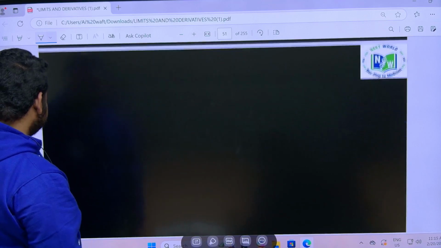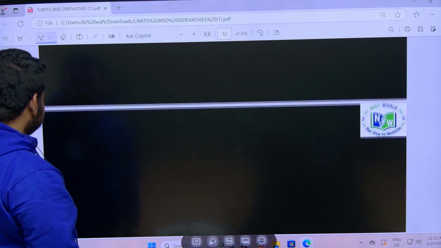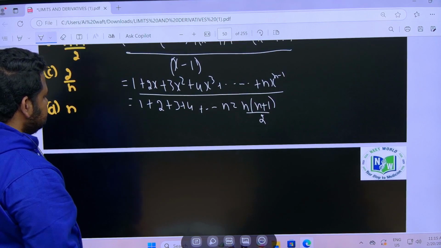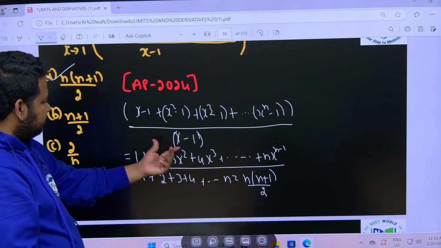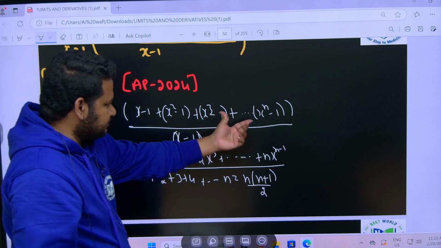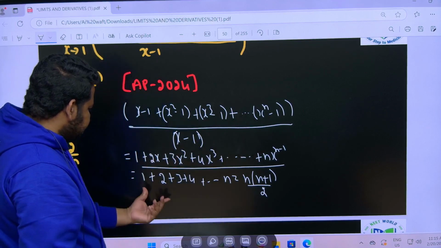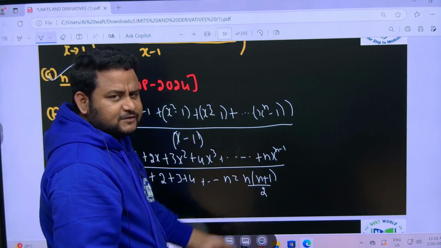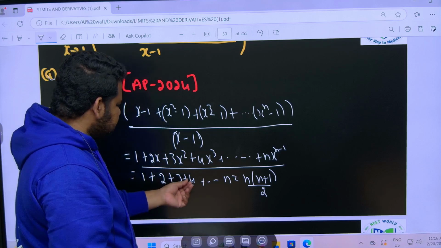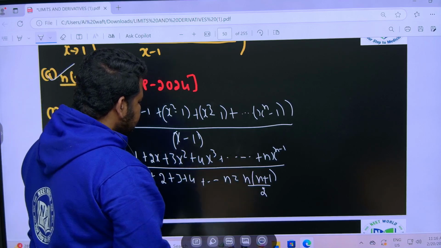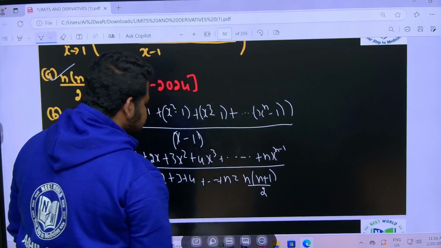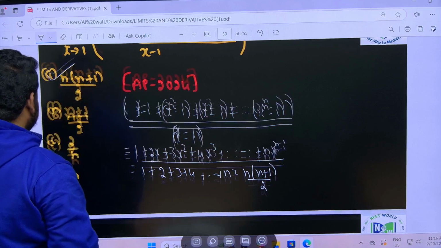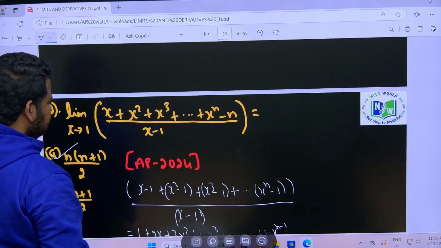Next question. Very simple, right? If you want, you can have a look at it once. First I have written it in the form of denominator x minus 1. Here everywhere I have subtracted 1. Then if you divide each of them, you will get 1 plus 2x, 3x square, 4x cube. This is just by observation you can write it. Then 1 plus 2 plus 3 plus 4 up to n. The sum of numbers up to n you will get as n into (n plus 1) by 2, because the x value is 1. Because x tends to 1 is what they have given in the question. This was asked in which year? AP 2024 itself.